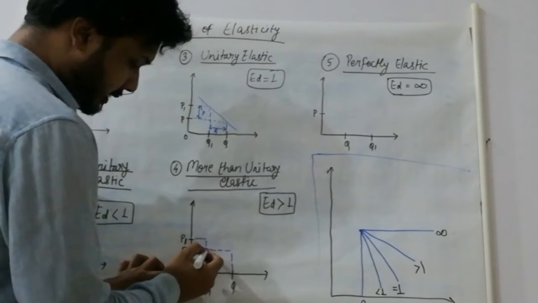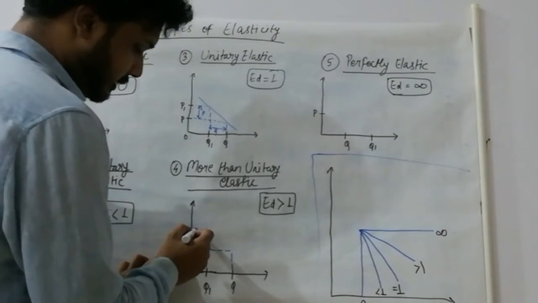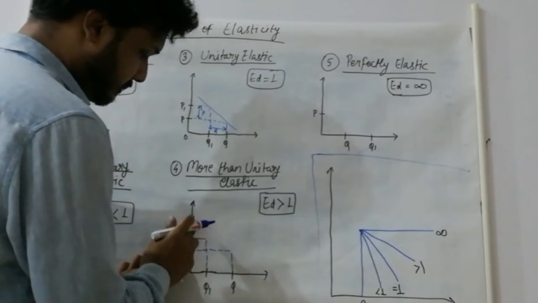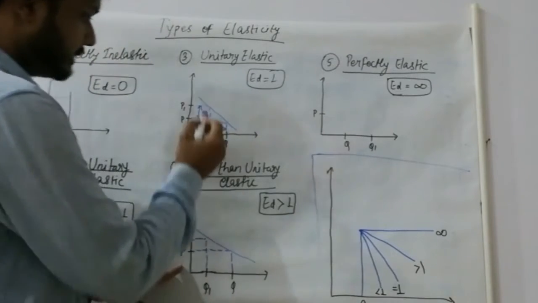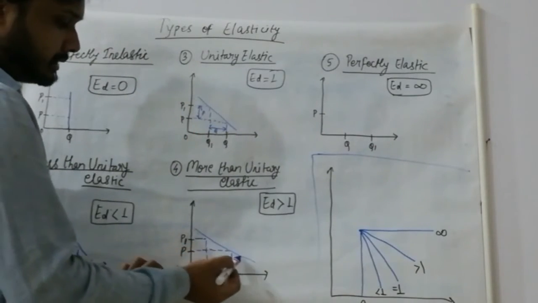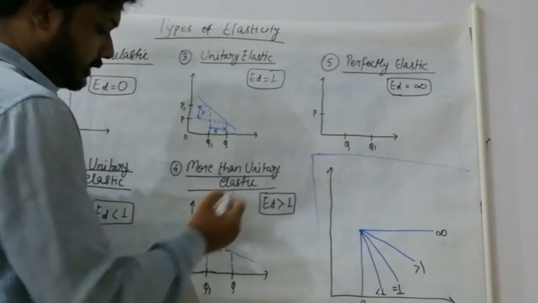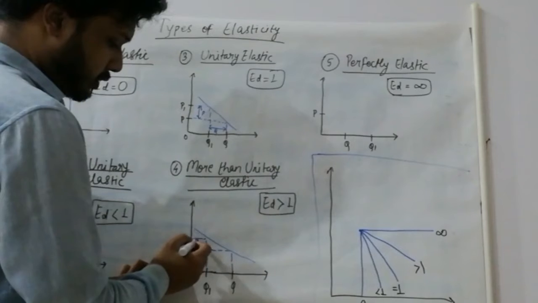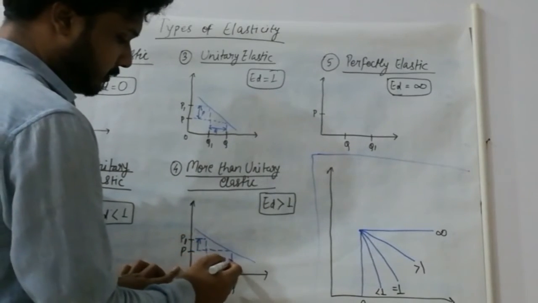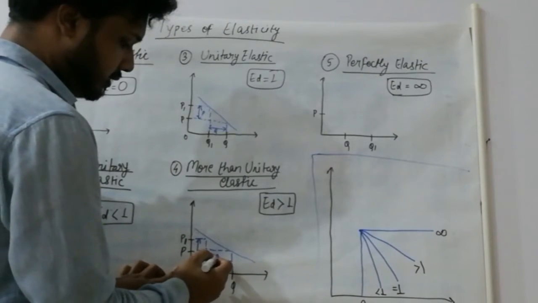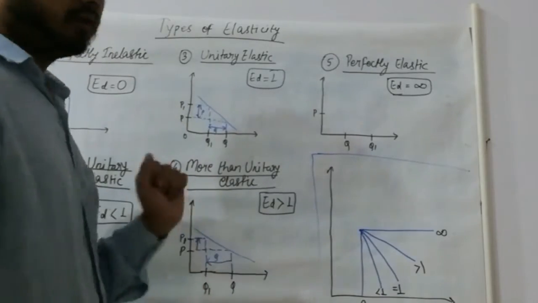Increase in price has led to a decrease in quantity demanded. The diagram is made in this way, and this demand line we will make. Here we can see that it is more tilted than this one, so this will represent our more than unitary elastic. The gap we can see between the price change is very less, but between the quantity demanded it is very more. So this represents elasticity is more than 1.